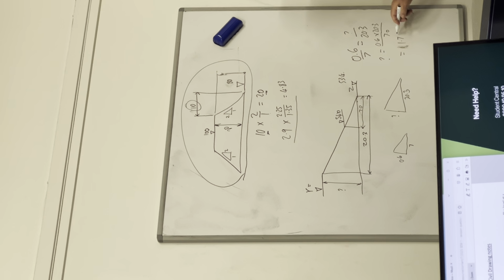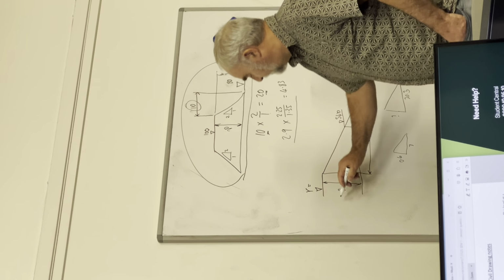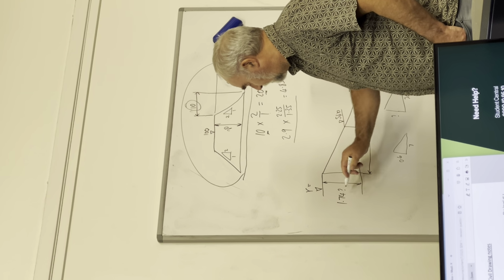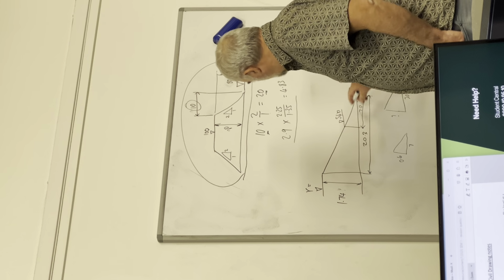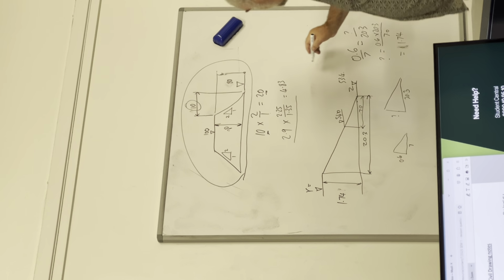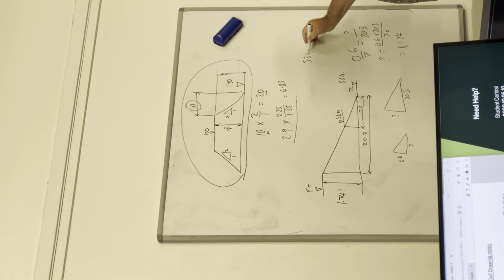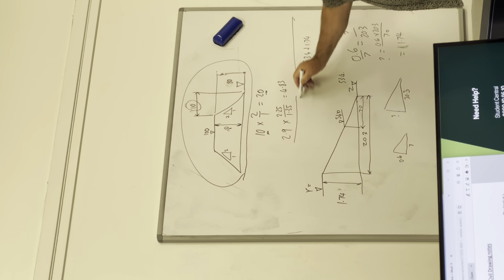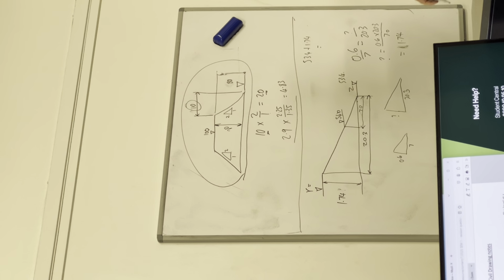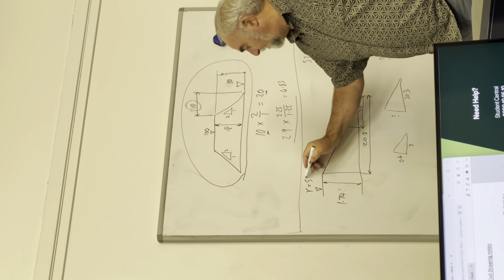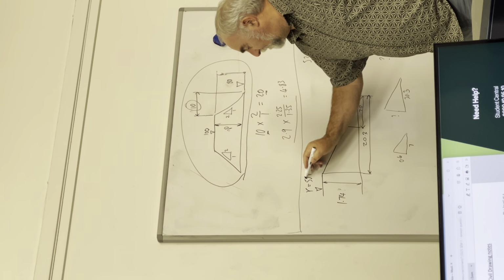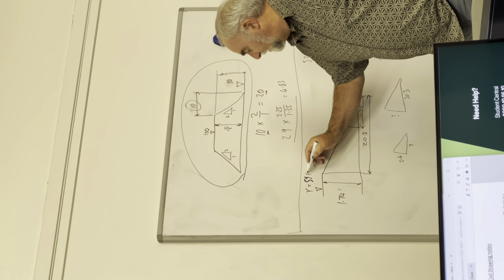1.74. That sounds correct to me. Therefore that's 1.74. Therefore 53.4 plus 1.74 equals, earn your half mark, give me the answer at the end. It's 55.14. Yeah.